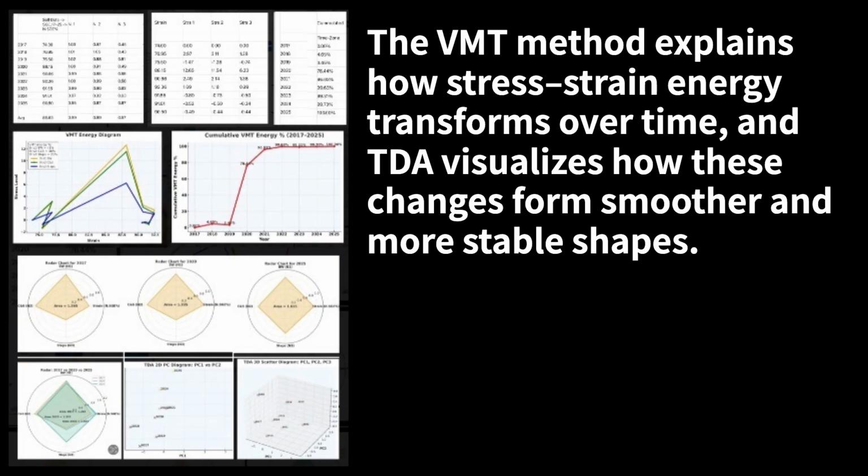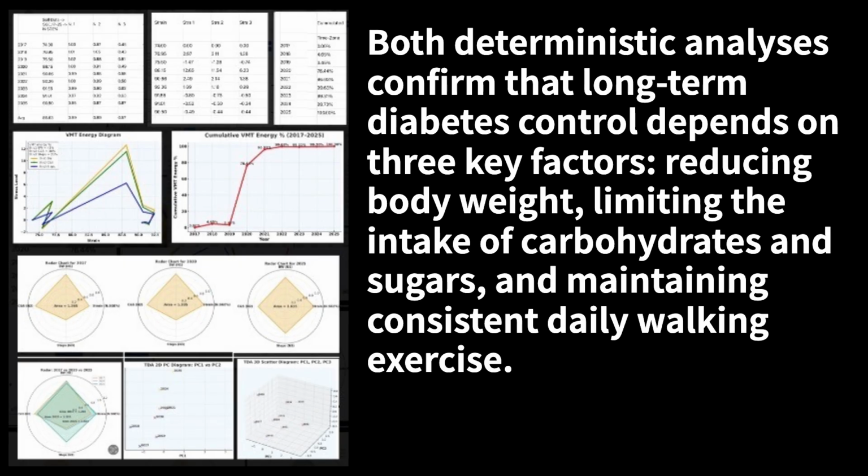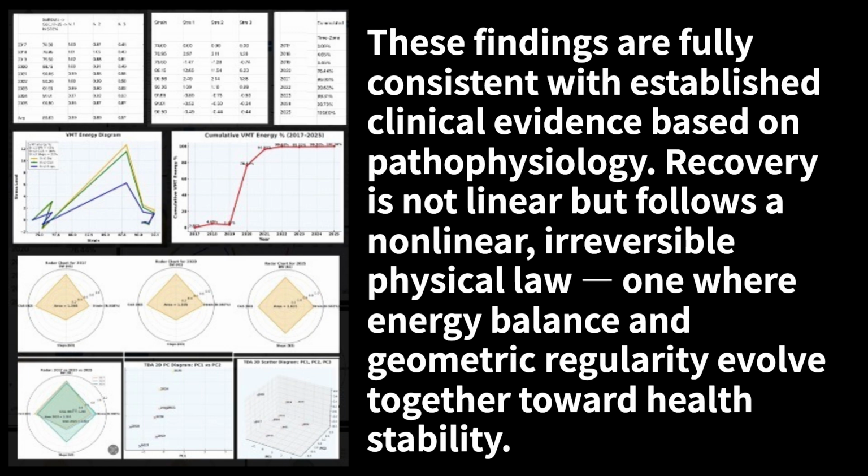The VMT method explains how stress-strain energy transforms over time, and TDA visualizes how these changes form smoother and more stable shapes. Both deterministic analyses confirm that long-term diabetes control depends on 3 key factors: reducing body weight, limiting the intake of carbohydrates and sugars, and maintaining consistent daily walking exercise. These findings are fully consistent with established clinical evidence.